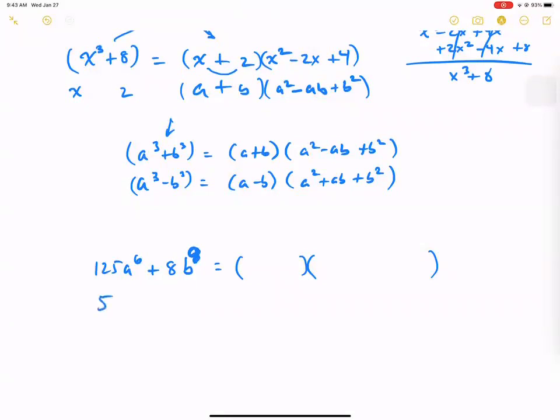So my front's going to be 5a squared. And this will be 2b cubed. All right, so if that's our front and our back numbers, go ahead and see if you guys fill out the rest. Remember, positive stays positive. And the middle term is going to be negative. Okay? The positive stays positive right in the front.